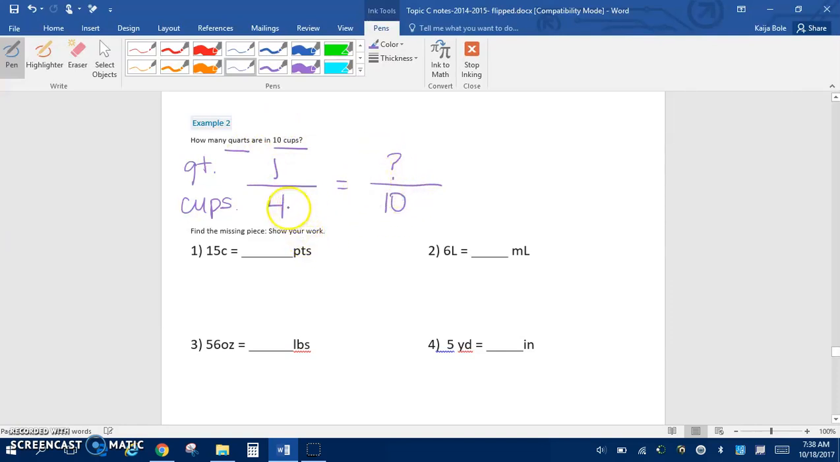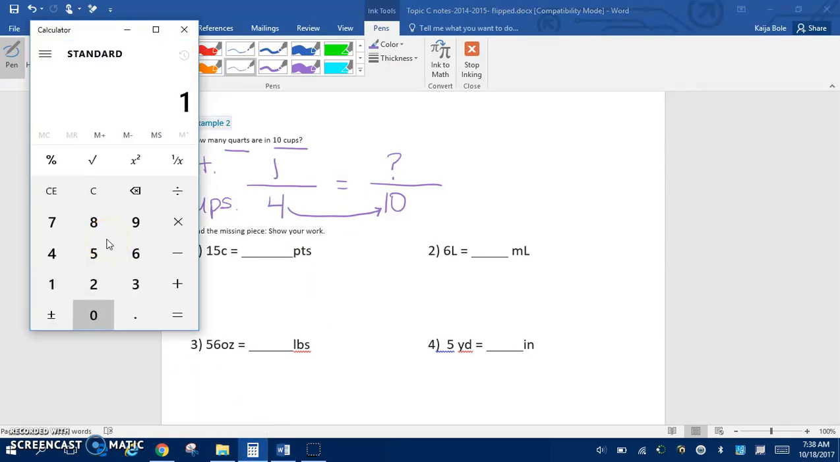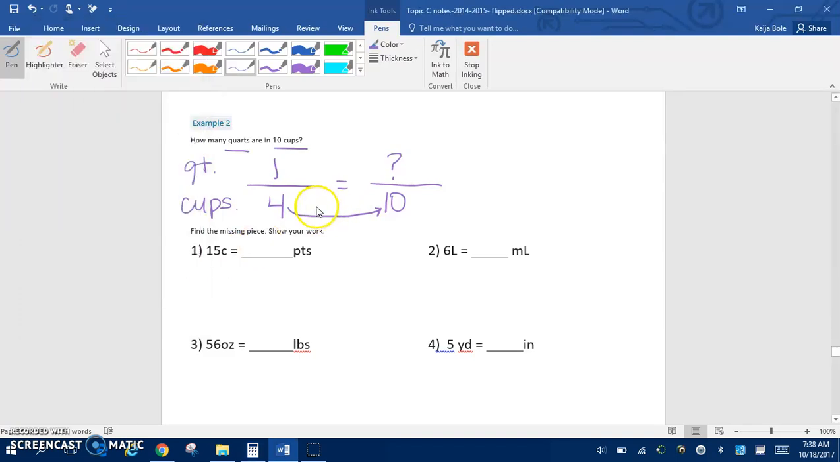So now we're trying to ask ourselves 4 times what gives us 10. So you might have to use your calculator and go backwards. So on the calculator we would do 10 divided by 4, which gives us 2.5. So it would be 4 times 2.5. So then we would do 1 times 2.5 on the top. And 1 times 2.5 gives us just 2.5, and this would be 2.5 quarts. That's our final answer there.